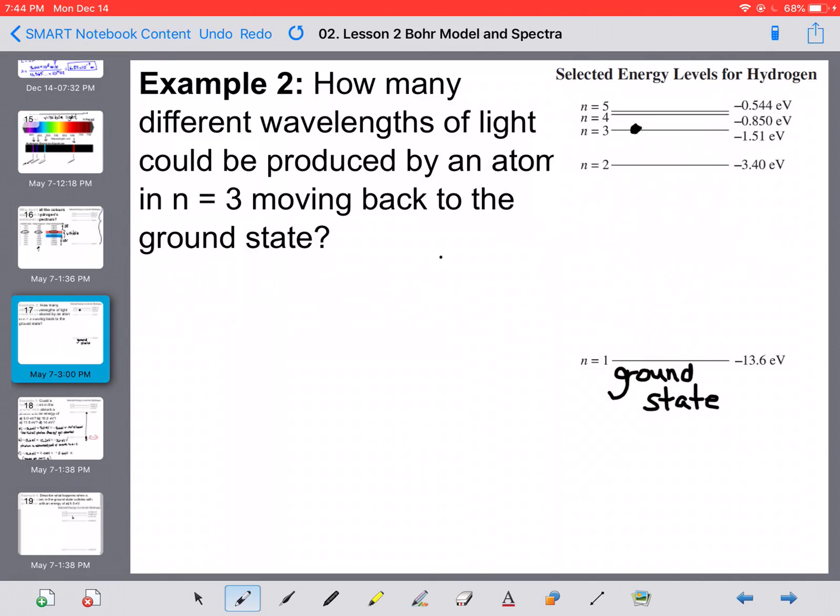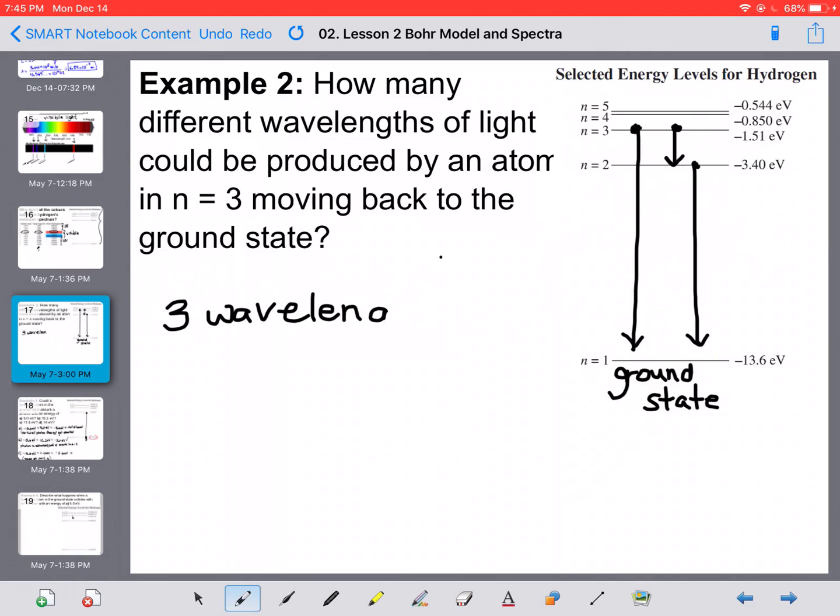So it can go down to the ground state by going all the way from n equals 3 to n equals 1 with no stops. Or it could go from n equals 3 to n equals 2, and then it could drop from n equals 2 to n equals 1. Each one of those transitions is going to make a different wavelength of light. So because we have 3 transitions, we would end up with 3 different wavelengths of photons showing up.